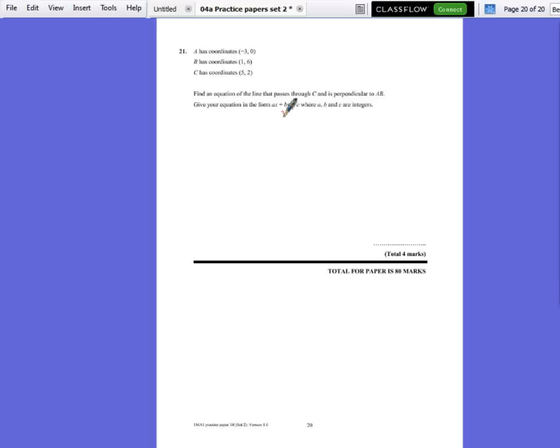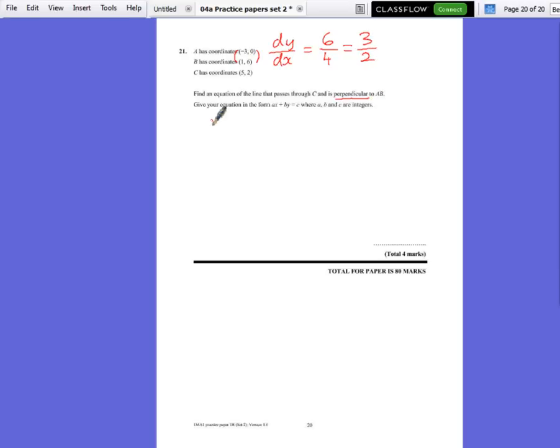So the first thing we need is the gradient of AB. So gradient is given by the change in y, or the difference in y divided by the difference in x. So the difference in y is 0 to 6, which is 6. And the difference in x is minus 3 to 1, which is 4. Now I'm going to leave that as a fraction, because when we do perpendicular, we want to find the reciprocal. So let's leave that as a fraction, just cancel it down to 3 over 2.